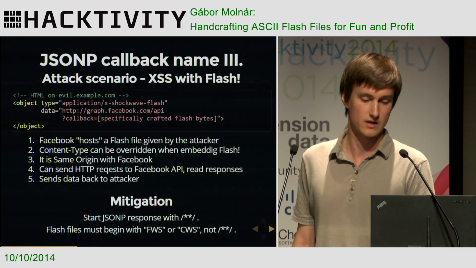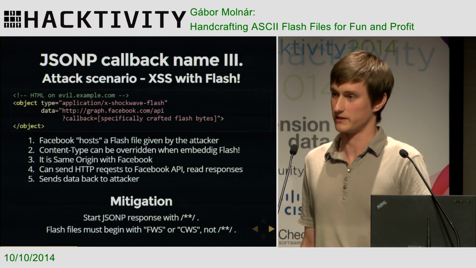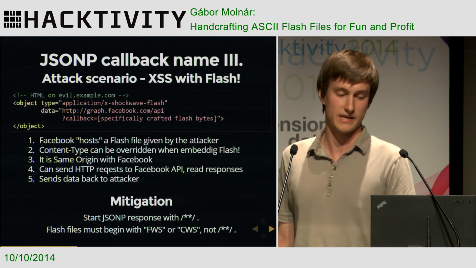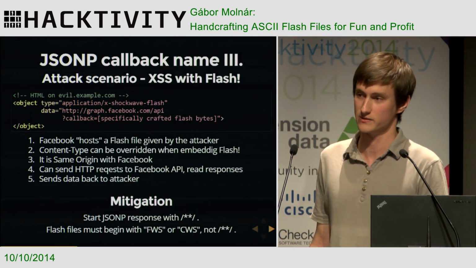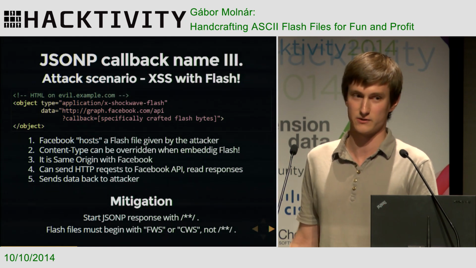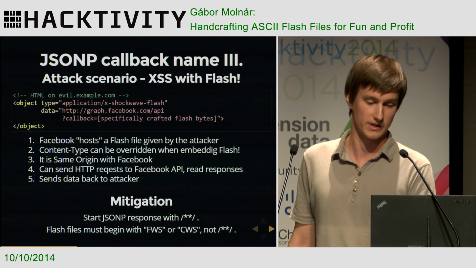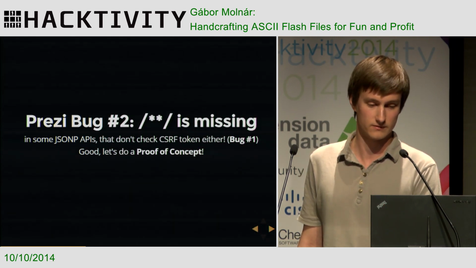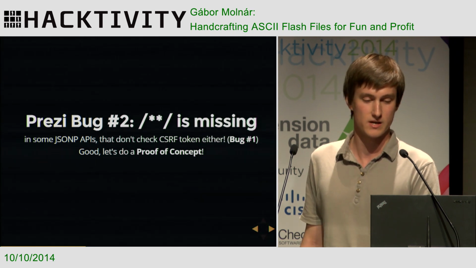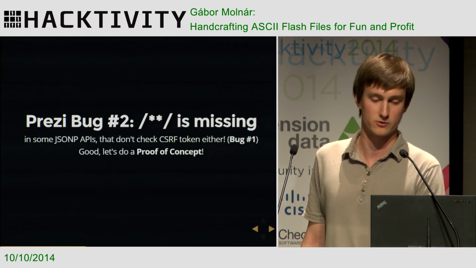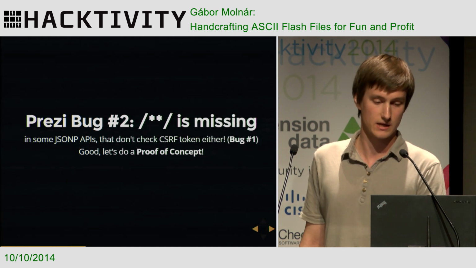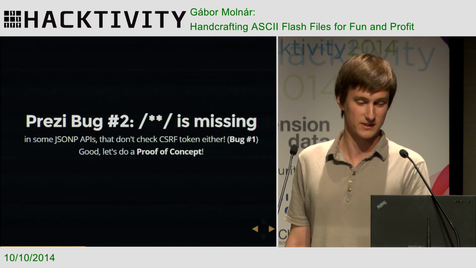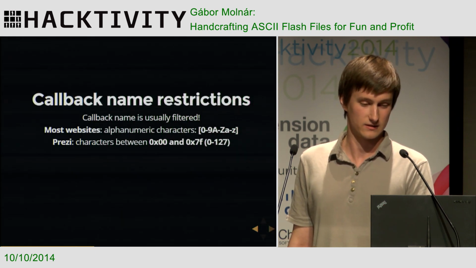The response will not start with the byte sequence that you specified, but with the empty comment. But JavaScript doesn't care about this, but the Flash interpreter does. If it becomes an invalid Flash file, nothing will happen. This is the essence of this empty comment. And this is where the second Prezi bug comes into play. The empty comment is missing in some JSONP APIs, so I started to create a proof of concept.